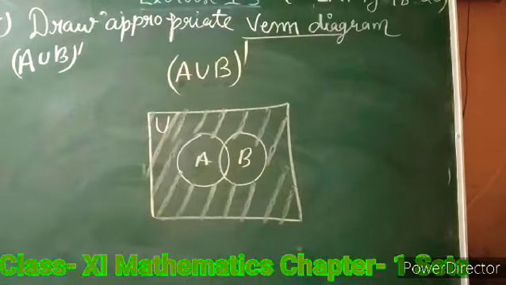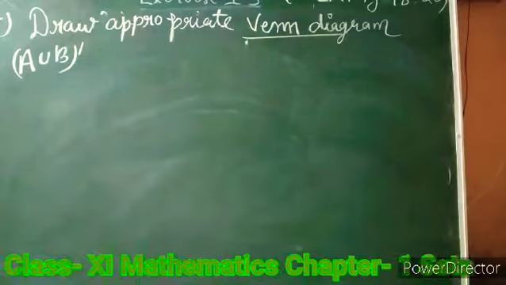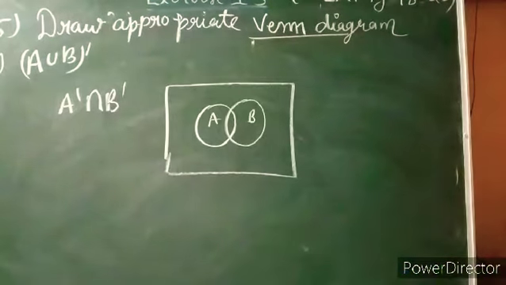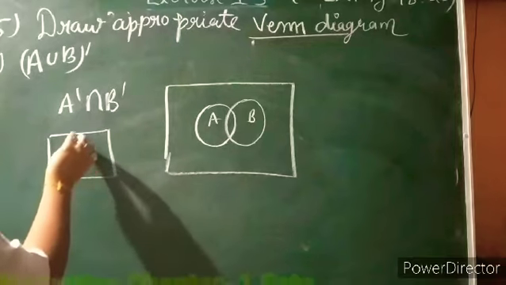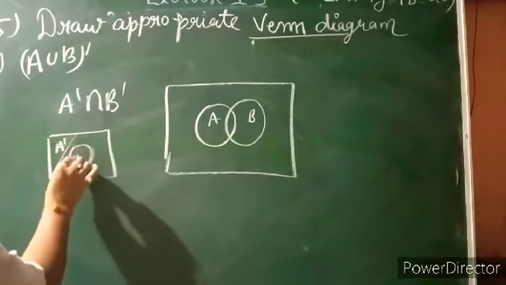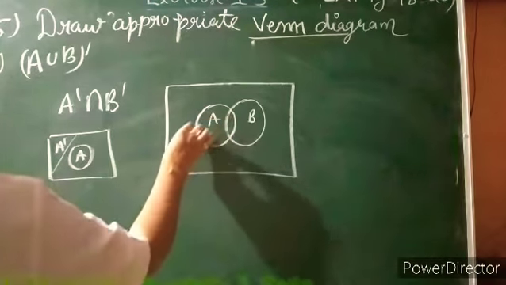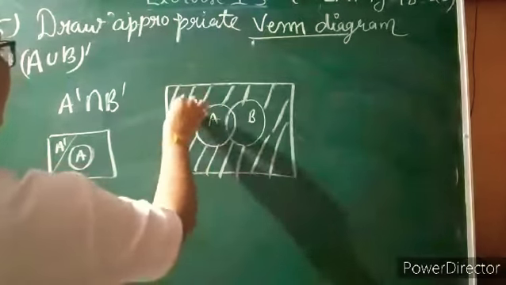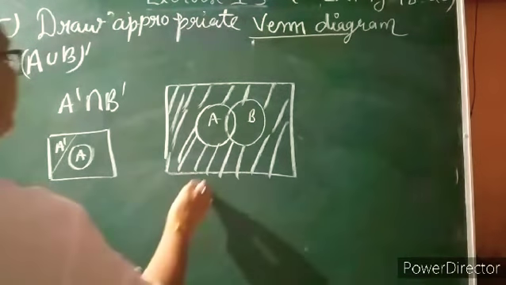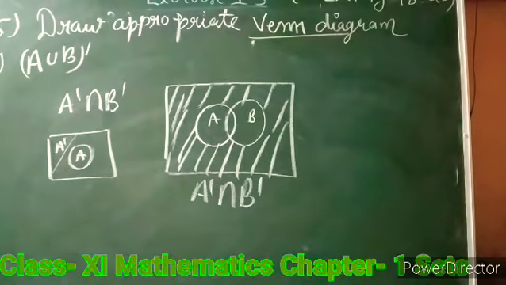Okay. Now the complement of set A intersection complement of set B. You see, if we want to show the complement of set A dash, so A dash is there and A is here. So what is left is this area. It will become the complement of A set intersection complement of B dash.